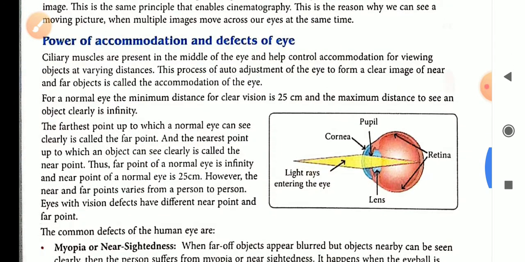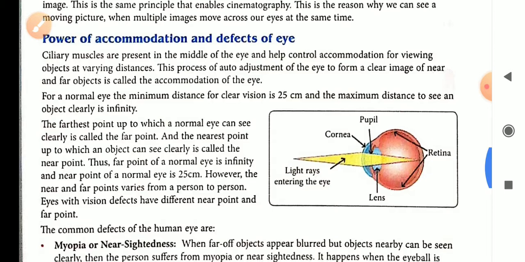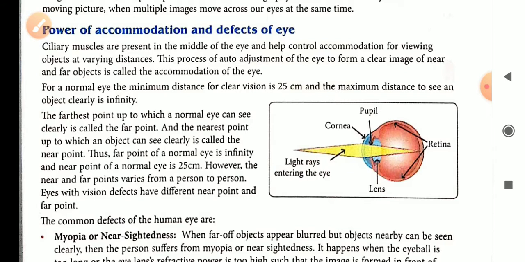For a normal eye, the minimum distance for clear vision is 25 centimeter and the maximum distance is infinity. That means we can see up to infinity, as far as our sight can go. But the minimum distance is 25 centimeter. That means if you read something or use a mobile, it must be at 25 centimeter from the eye.